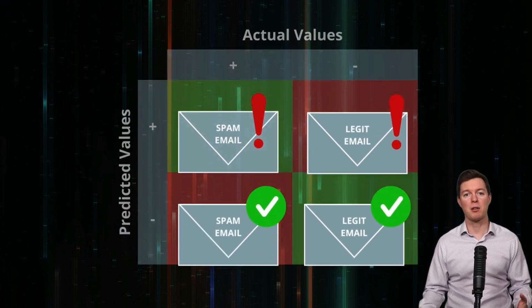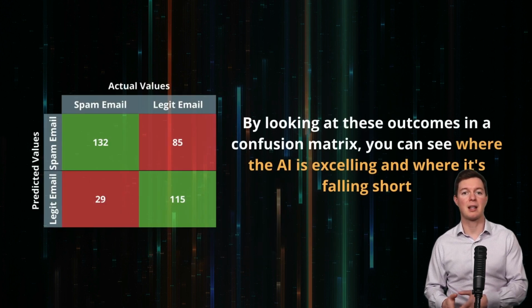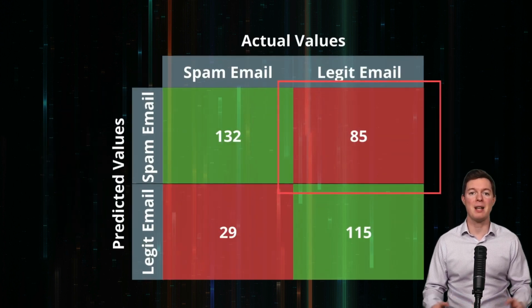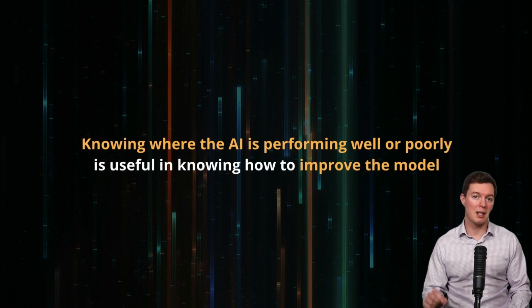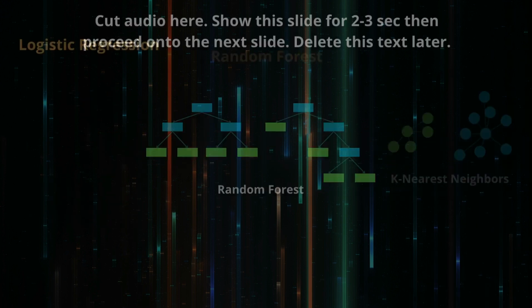By looking at these outcomes in a confusion matrix, you can see where the AI is excelling and where it's falling short. For example, if there are many false positives sending good emails to the spam box, that might indicate that the AI is overly sensitive in its predictions, leading to missed emails. Knowing where the AI is performing well or poorly is useful in knowing how to improve the model. You can also compare the outputs to different models to see which perform the best.